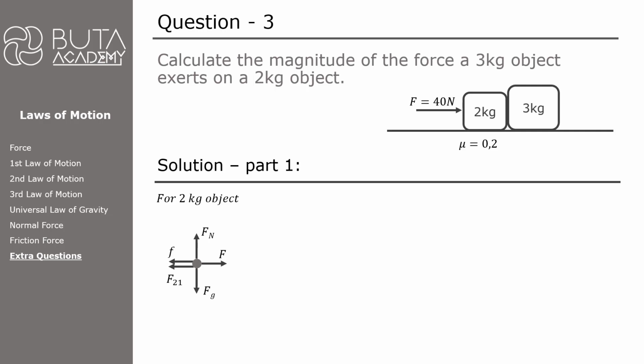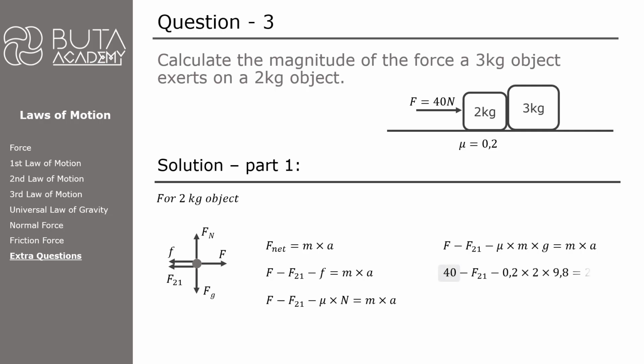According to the second law of motion, the net force is equal to mass times acceleration. We consider the right as a positive direction as the object tries to move to the right. Thus, the friction force and the F21 will have negative value. Friction force is equal to mu times the normal force. And for this question, the normal force is equal to mass times gravitational acceleration. We can apply substitutions now.